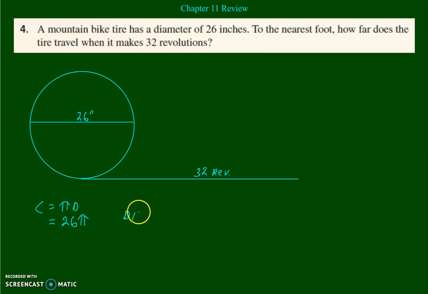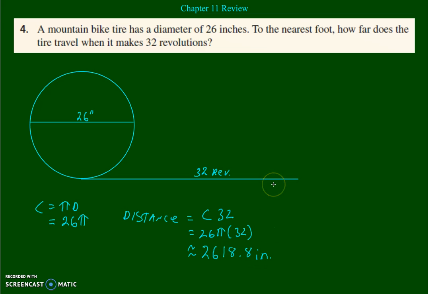So the distance is given by circumference times 32, which is going to be 26 pi times 32 revolutions. And that's going to be approximately 13.8 inches.